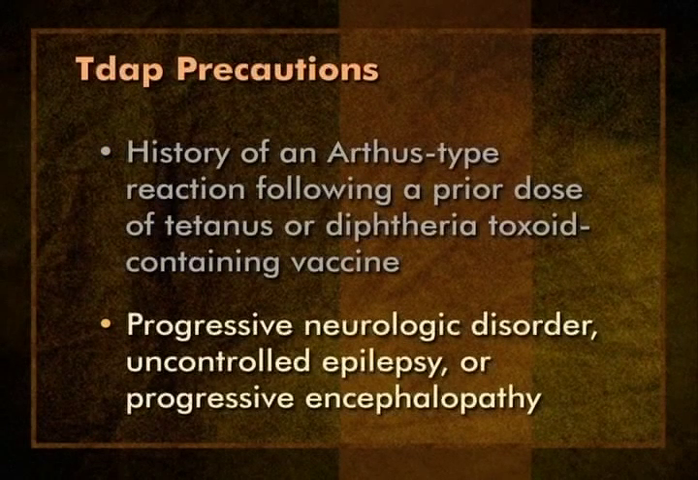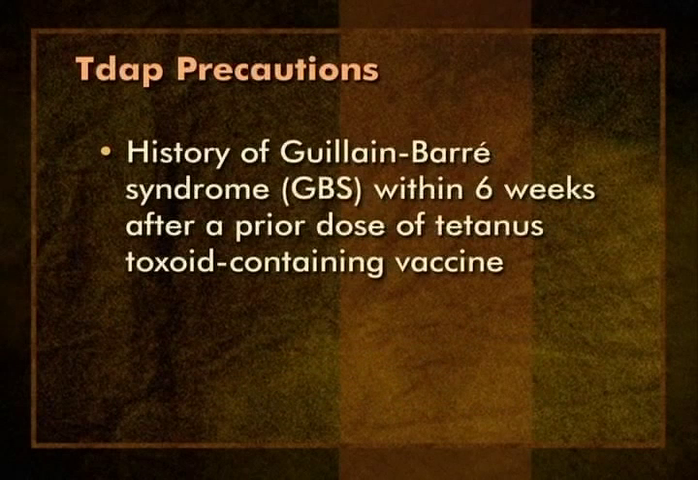A second precaution is a progressive neurologic disorder, uncontrolled epilepsy, or progressive encephalopathy until a treatment regimen has been established and the condition has stabilized. If a decision is made to withhold pertussis vaccination, then Td may be used instead of Tdap. A history of Guillain-Barré syndrome within 6 weeks after a prior dose of tetanus toxoid-containing vaccine is a precaution to Tdap. This is also a precaution for other tetanus toxoid-containing vaccines.